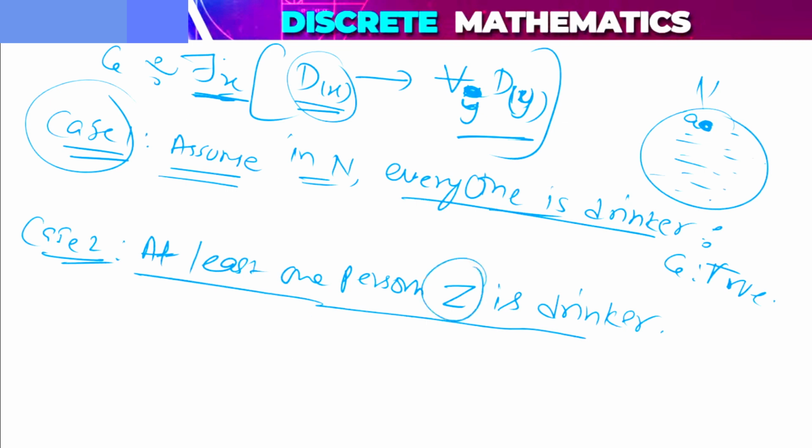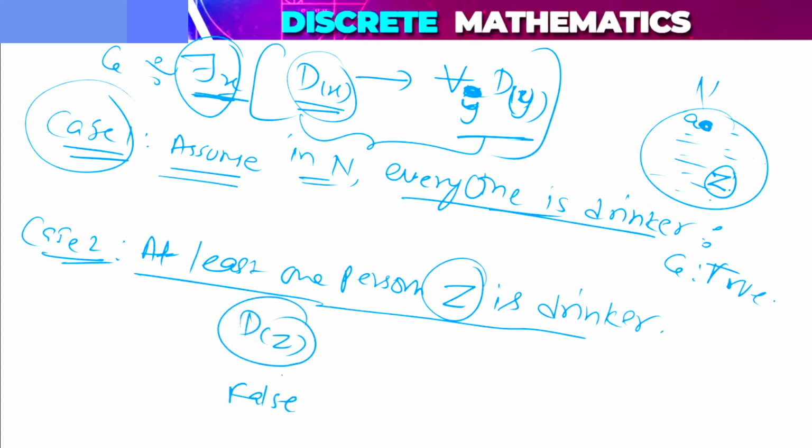Because what it's saying is there exists x in this domain. In this domain, we have Z. This Z is also present here. Because of this Z, this internal thing will become true. Why? For this Z, dz will become false, because he is not a drinker. Now, if this becomes false, then it does not matter what is here. This implication will become true.